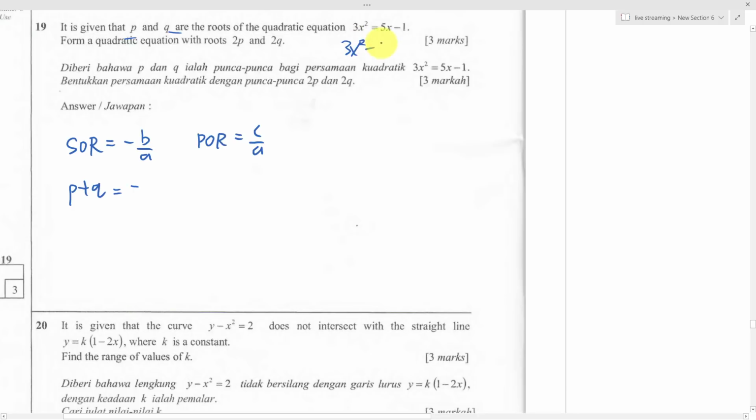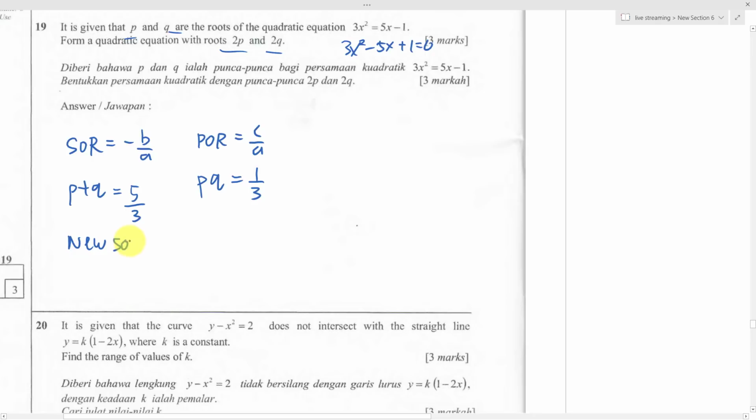This one let me just rearrange it. Minus 5x plus 1 equals 0. Okay, so my negative b is negative 5, which is positive 5. So 5 over 3. Alright, then my product of roots, p multiplied by q, is c over a, which is 1 over 3. Alright, and then they give me the new roots, and ask me to form the new equation.